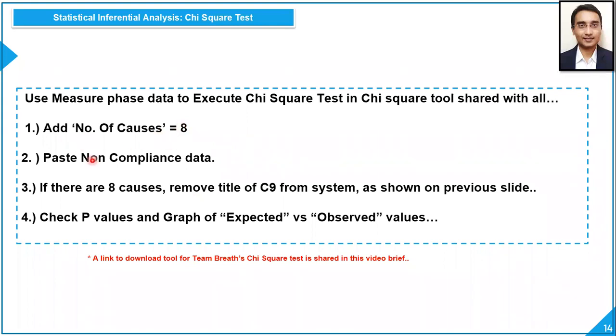Once that is done, paste the non-compliance data, which you already did. That amber color data you already pasted. Then if there are 8 causes, remove title C9 from the system as shown on a previous slide. We already did that. And now all we need to do is check the p values A and B, and the graph of expected versus observed value. Now how it looks, let's go to the next slide to understand it.